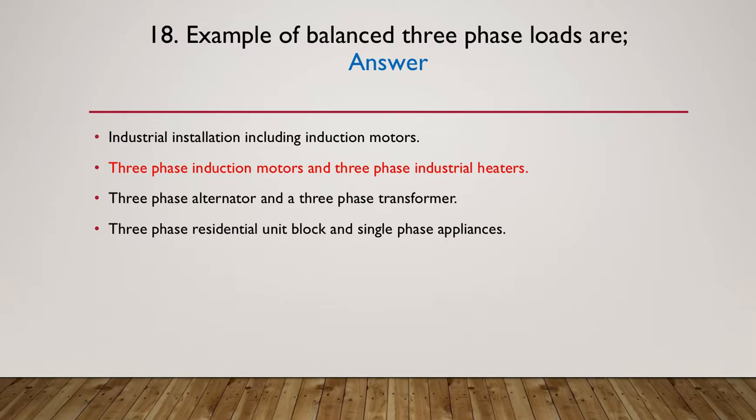The top one, industrial installation including induction motors. Well, the induction motors would be drawing load equally, but the rest of the plant probably isn't. The one under that, three-phase alternator. An alternator is not a load, it's a generator, so we can eliminate number 3. And a three-phase residential block using single-phase appliances will not be taking loads evenly from the supply. So even using process of elimination, three-phase induction motors and three-phase industrial heaters would have to be the answer.